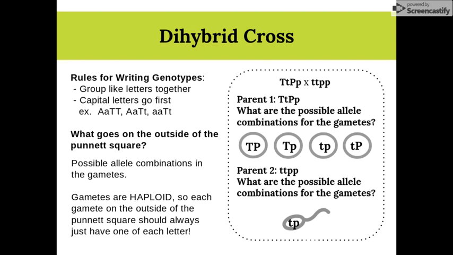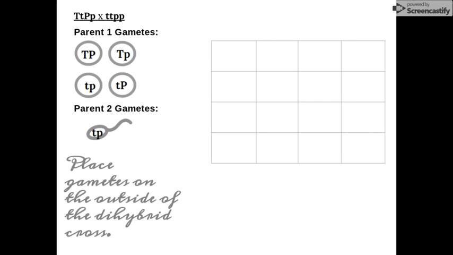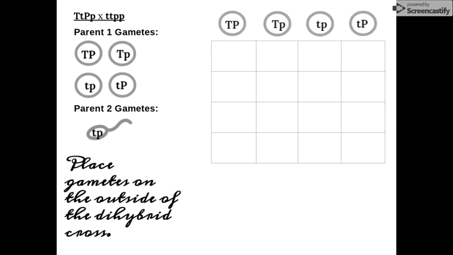Since the gametes go on the outside of a Punnett square, now that we have this figured out, we can put them on the outside of our Punnett square, our dihybrid cross. So we will put the gametes for parent 1 on the top, and the gamete option for parent 2, we are going to put on the left-hand side. And actually, since there's only one option, we can just put that at the top row there and leave the rest of them blank so we're not repeating ourselves.